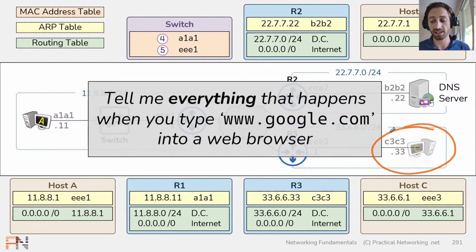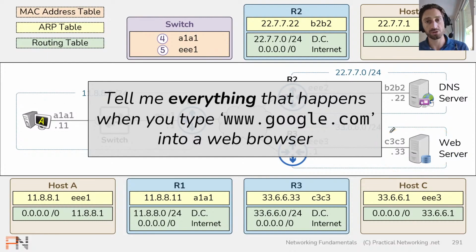Well, what if host C isn't just host C? What if host C is the actual web server for google.com? If we consider host B and host C as the DNS server and the web server, what we just did, our illustration of talking through the different tables and the ARP tables and MAC address tables and how packets flow and checking all the routing tables and all that fun stuff, is essentially the perfect answer to this question.